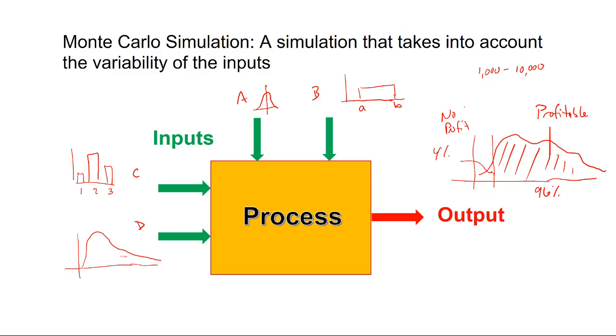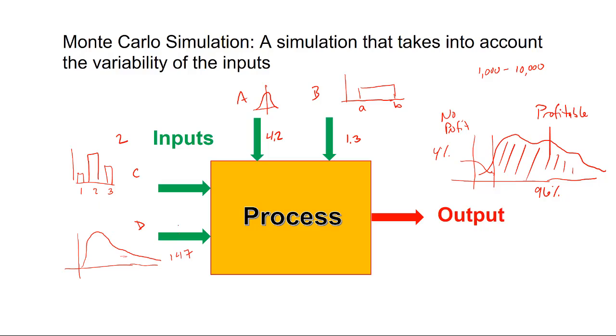So in a Monte Carlo simulation, you look at the variability of all the inputs, you put it into your process, and you do 1,000 to 10,000 different simulations. For each simulation, you're only choosing one value from each of the distributions. So maybe, by random chance, this is 4.2. This is 1.3. When you do a simulation, you get 2 as your value because this is a discrete variable, 1, 2, or 3. And then maybe here you get a value of 147.